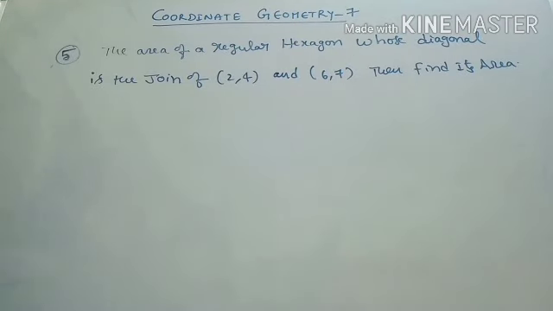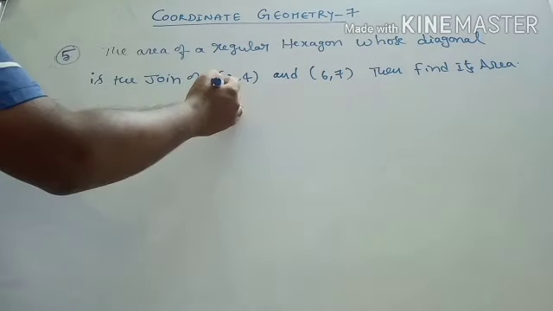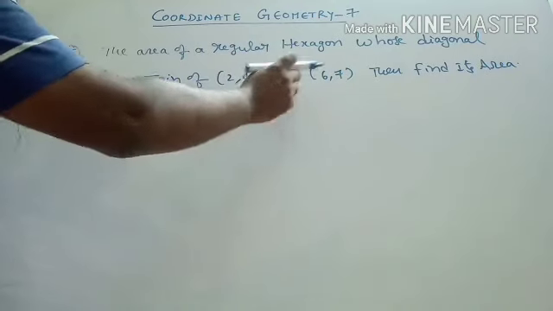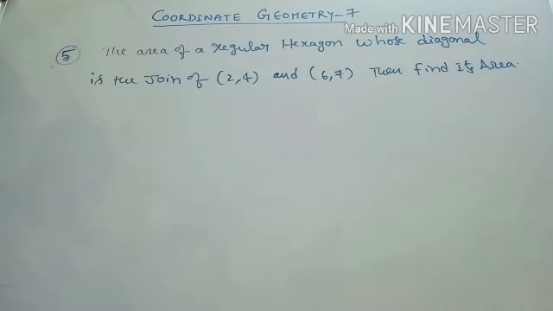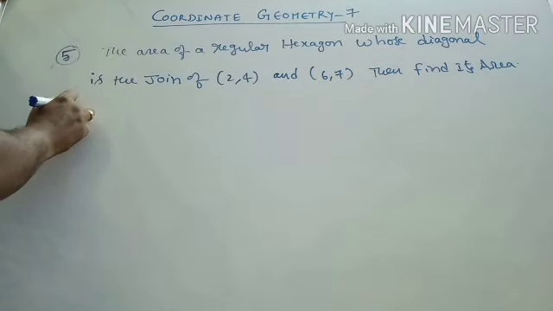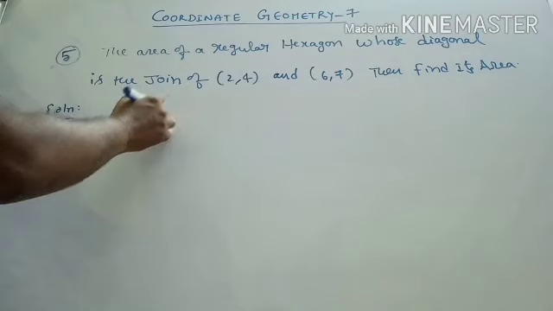Now, one more interesting problem. Find the area of a regular hexagon whose diagonal is the join of (2, 4) and (6, 7). This is a nice problem. You see, first let us try to understand this problem. What is the information they have given? How to get this particular problem.